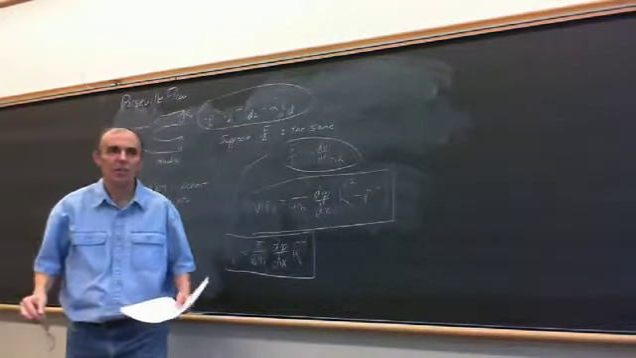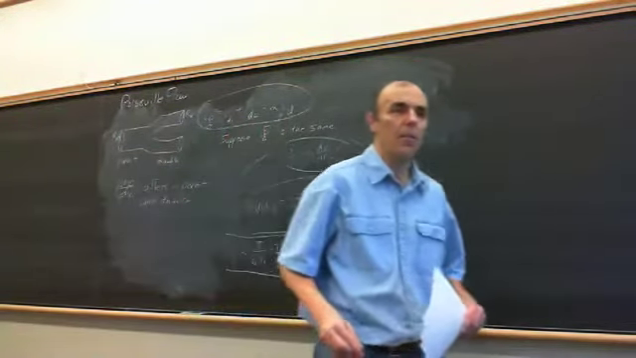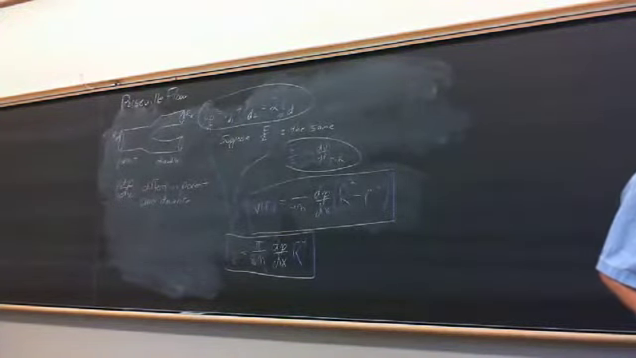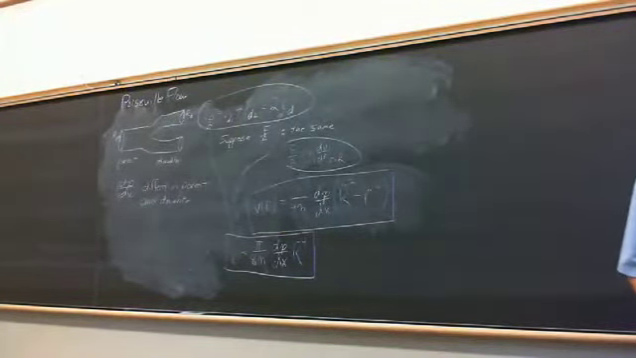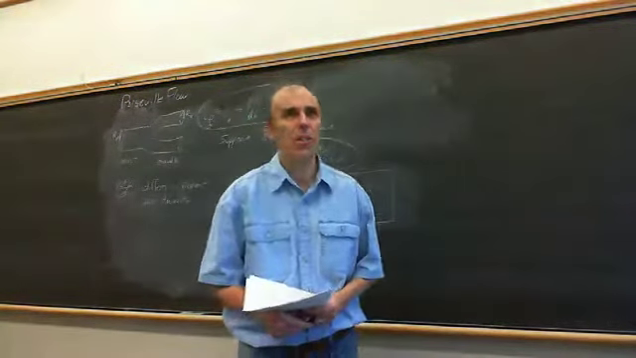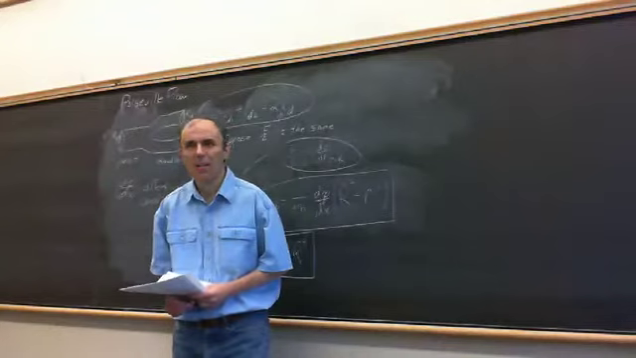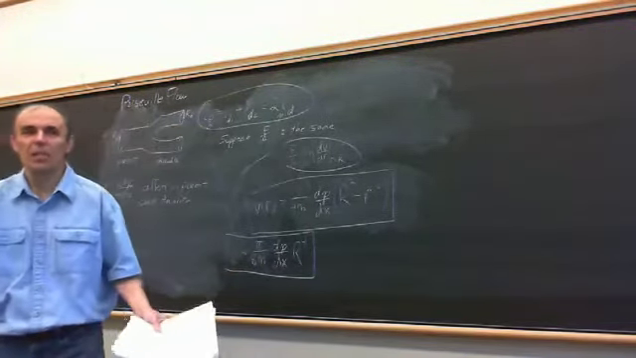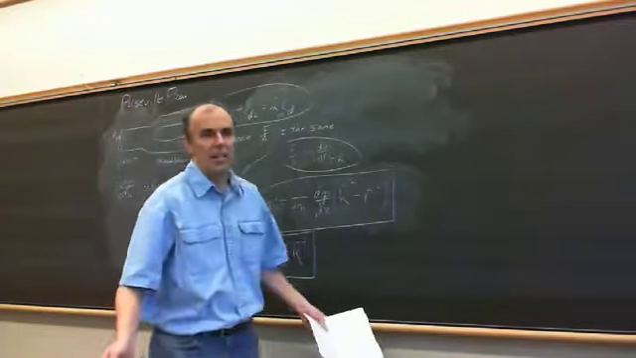Other questions? It says the human body is approximately a column of water. So should we use the density of water or density of blood? You use the density of water, which is very close to the density of blood. If the problem tells you to assume it's a column of water, you can just use the density of water.